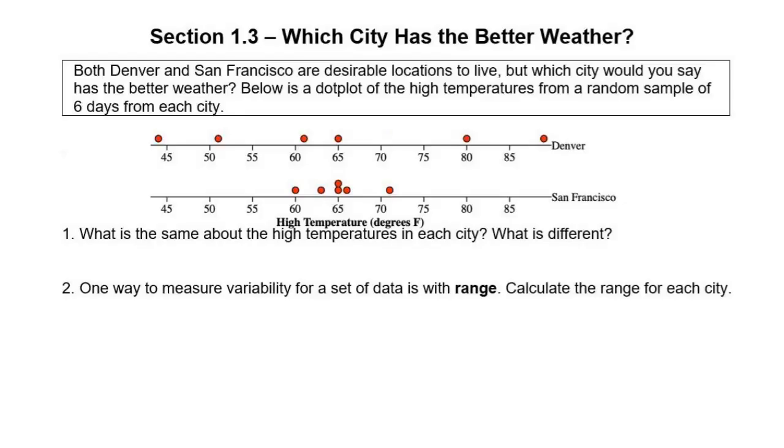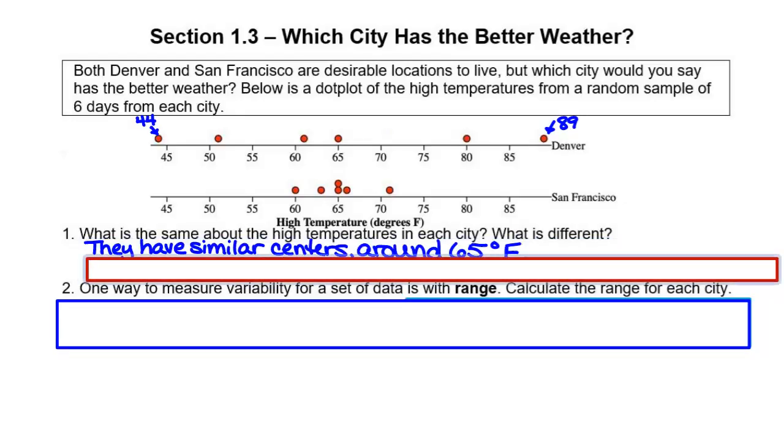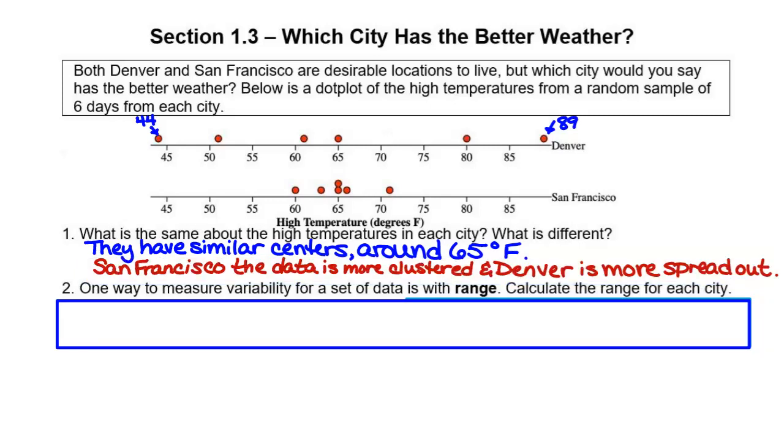Yes. The spread, the variability. Which one is more spread out? Denver, we say it has higher variability. The more spread out it is, we say it has higher variability. The less spread out it is, the lower the variability. All right. So they have similar centers around 65 degrees Fahrenheit. In San Francisco, the data is more clustered, and in Denver, it is more spread out.